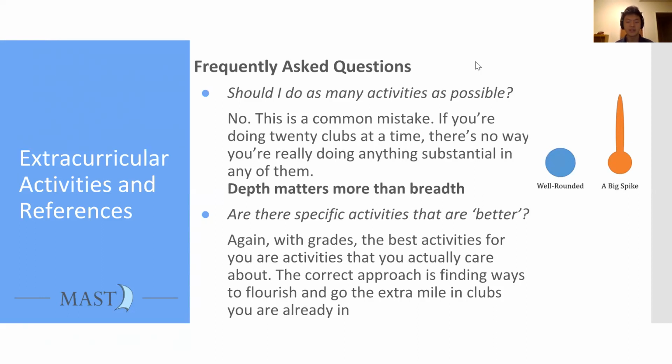Secondly, are there specific activities that are better? As I alluded to previously, not really. The best activities are the ones that are most suitable for you. If you're really passionate about rock climbing, then that is the best activity for you. Find a way in which you can flourish in the activities you do and make the most out of them. Try to think of ways that you can go the extra mile in these clubs and make a difference. Instead of thinking, oh, is this the right activity for me? The right activity for me is the one that you're passionate about and the one you're willing to put a lot of time into making better.